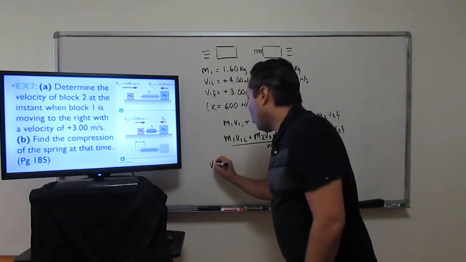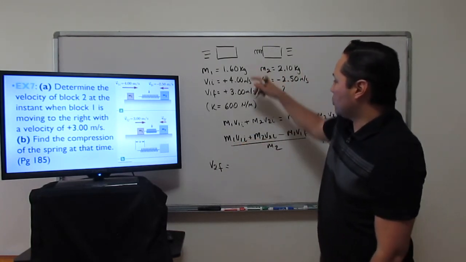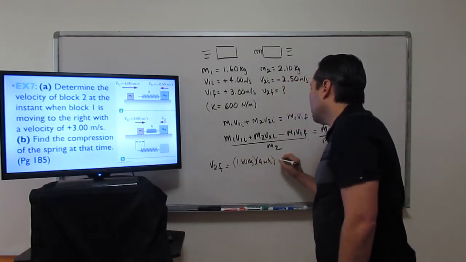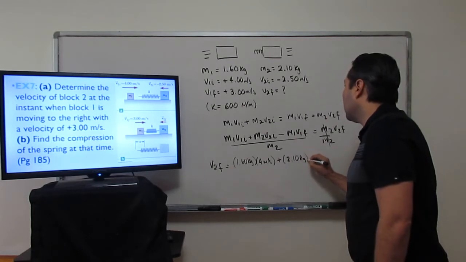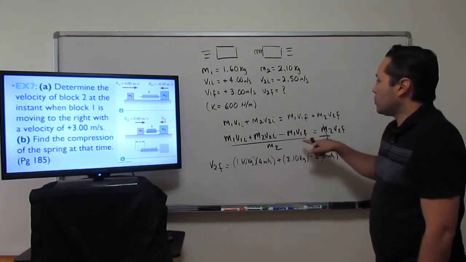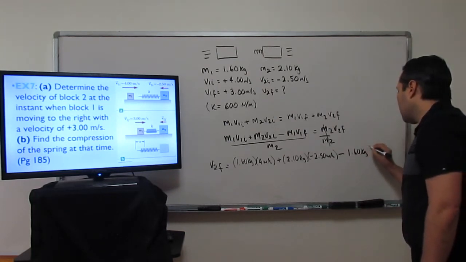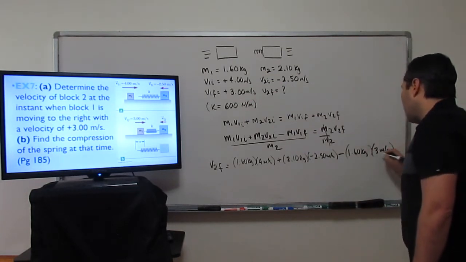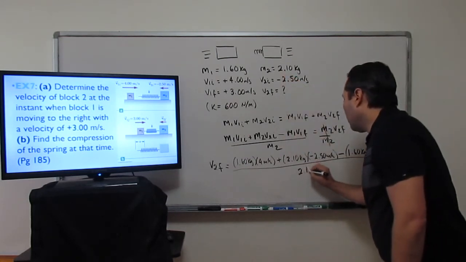So now let's plug in all the values. For v2 final, let's start with m1 v1 initial, so it's going to be 1.60 kilograms multiplied times 4 meters per second, plus m2 v2 initial, that's going to be 2.1 kilograms multiplied times negative 2.5 meters per second, minus m1 v1 final, m1 is 1.6 kilograms multiplied times velocity final, 3 meters per second, and all of it will be divided by m2, so that's going to be 2.10 kilograms.